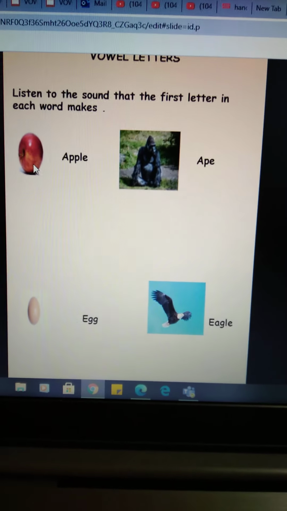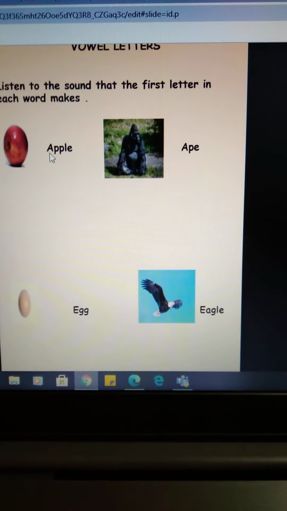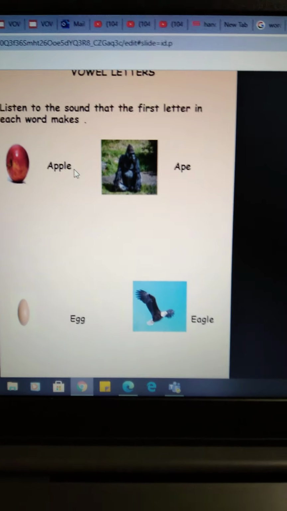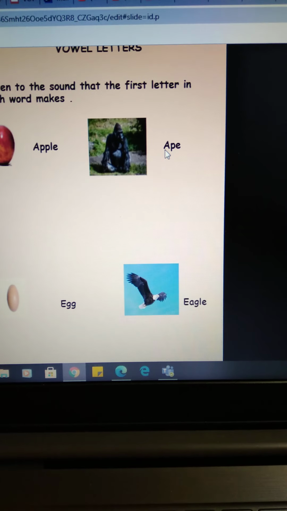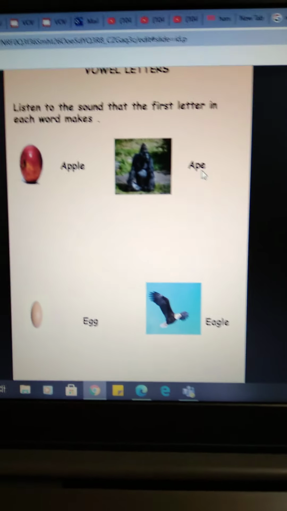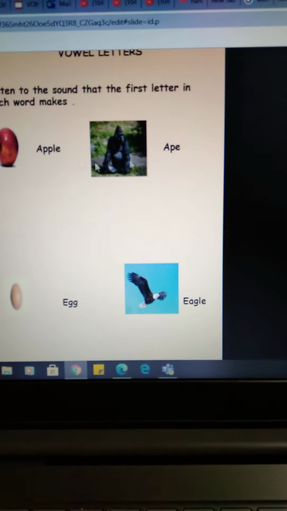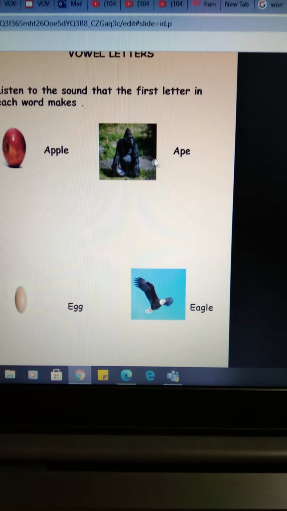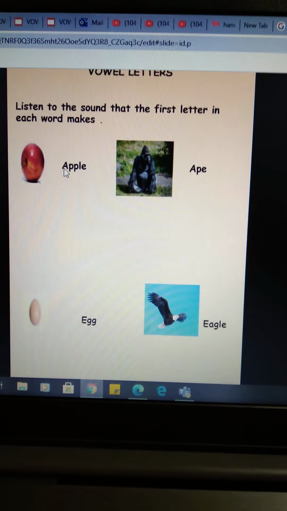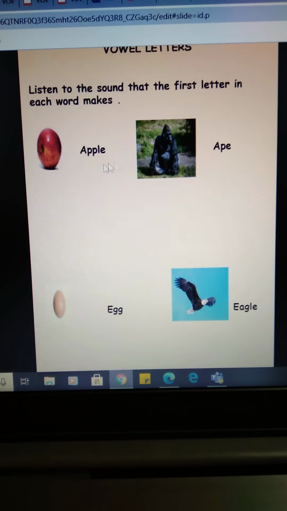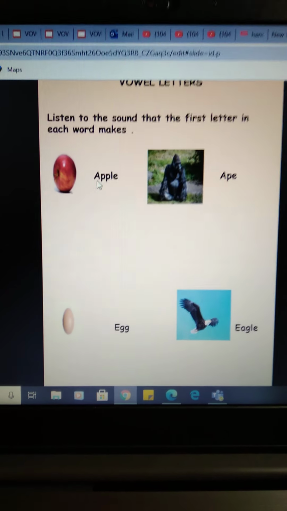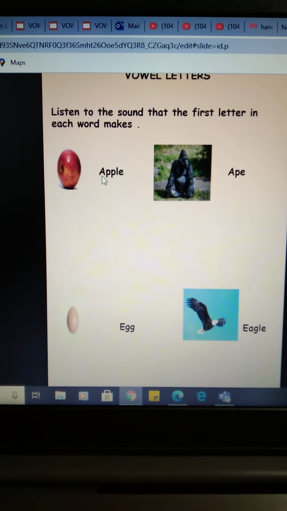I'm going to say the word apple. Apple. So this is saying apple. And listen for what this one is saying here. Ape. Do you notice anything? Apple, and this says ape. What do you notice about the sound this A made and the sound that this A made? Are they the same? I'm going to say it again. Apple. Ape. When I say apple, this letter is saying ah.